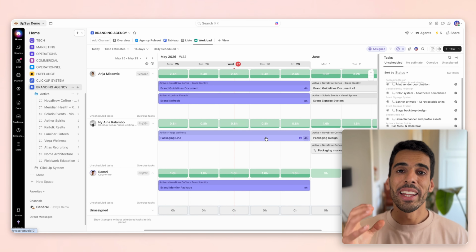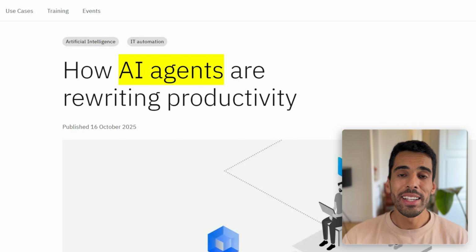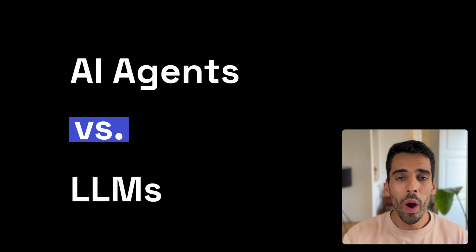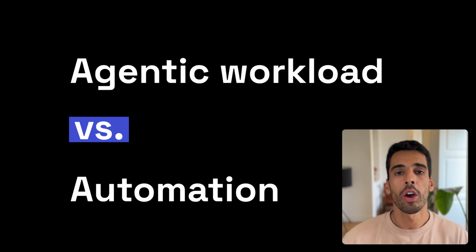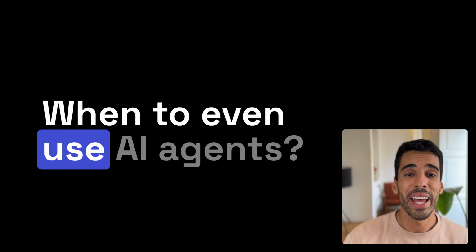But before we do that, I need to first explain you what is even an AI agent? How is it different from ChatGPT? And what makes agentic workload more efficient than just automation? And when to even use AI agents?